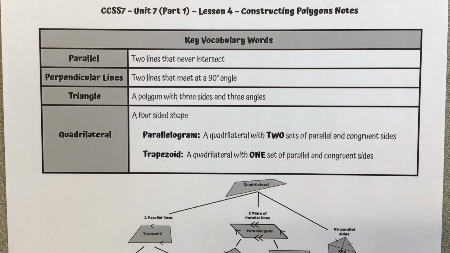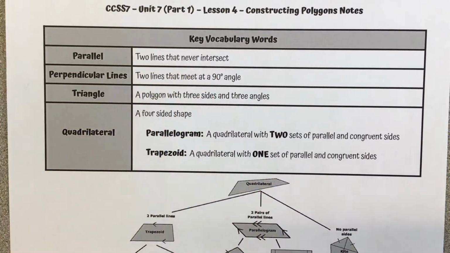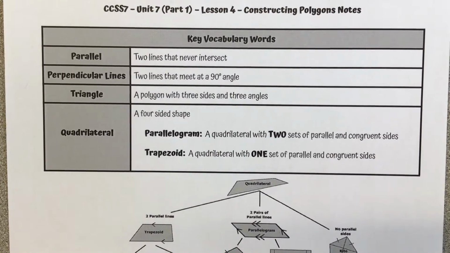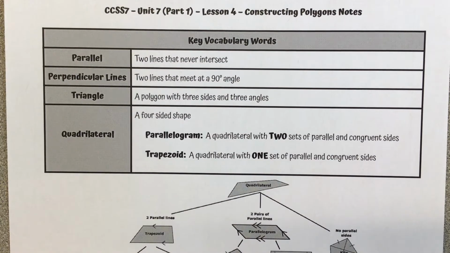We have parallel lines, which are two lines that never intersect. We have perpendicular lines, which are two lines that meet at a 90-degree angle. We have triangles, which we already worked with, which are polygons with 3 sides and 3 angles.